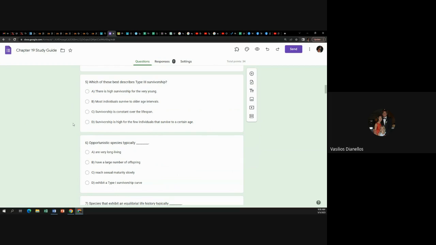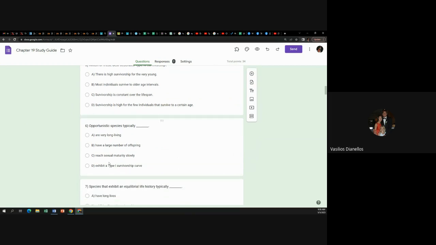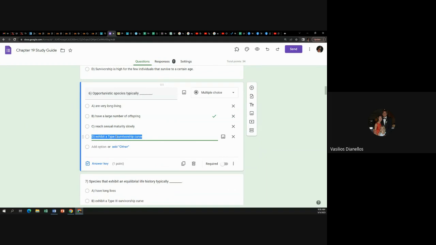All right. Opportunistic species typically exhibit type 3 survivorship. So that's what makes that incorrect. It's not type 1. It's type 3. Reach sexual maturity slowly. That's not it because that's another way of describing type 1. Very long living. Nope. That is also another way of describing a type 1 survivorship or an equilibrial life history.